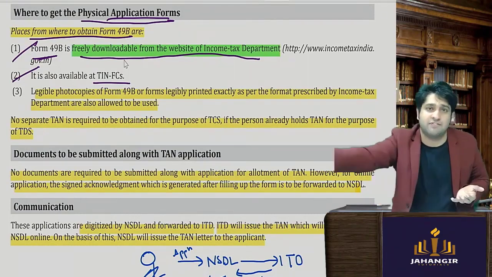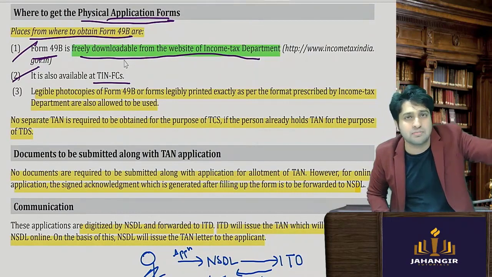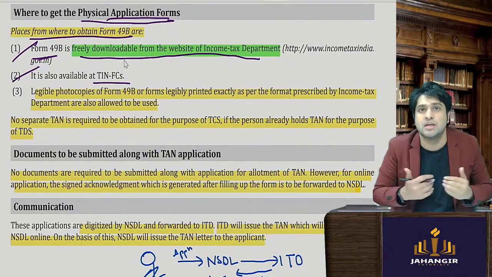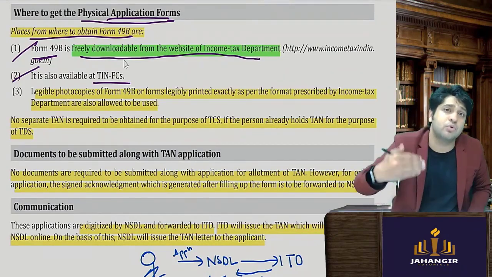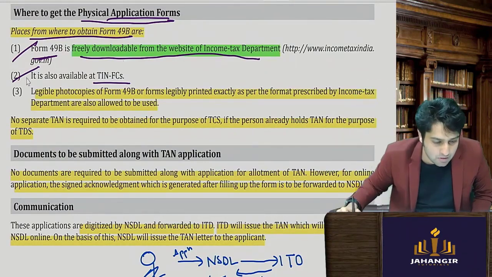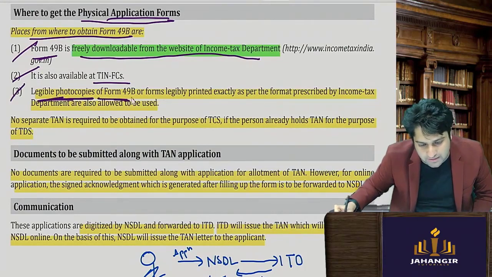In almost every place, whether it be for companies, the income tax department, or the GST officer, there are facilitation centers. These facilitation centers have professionals who help you fill this form. Then legible copies of the form 49B.